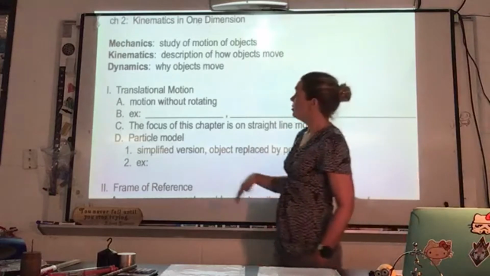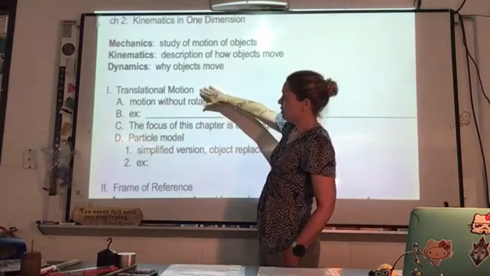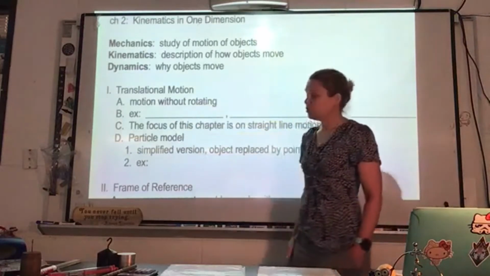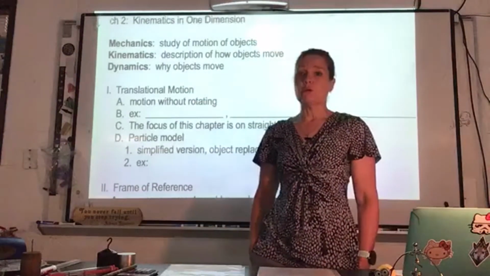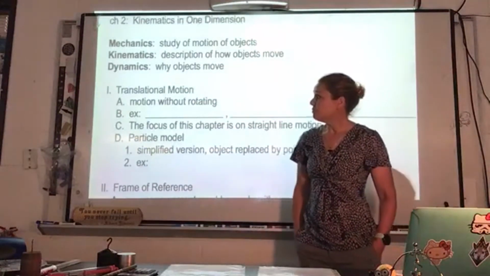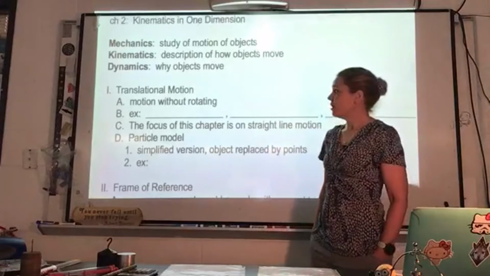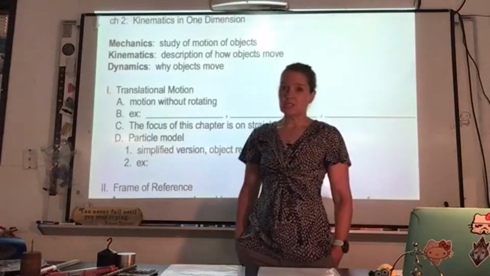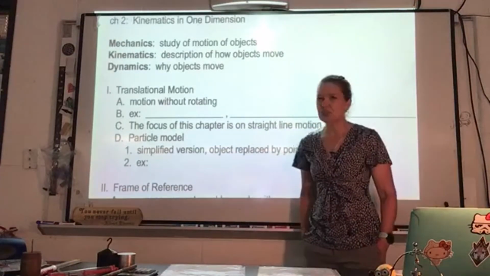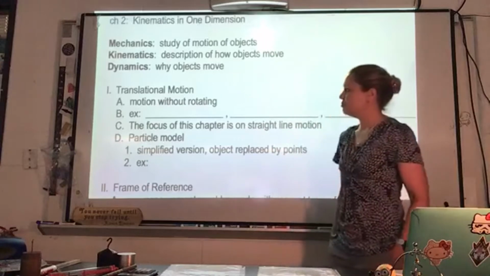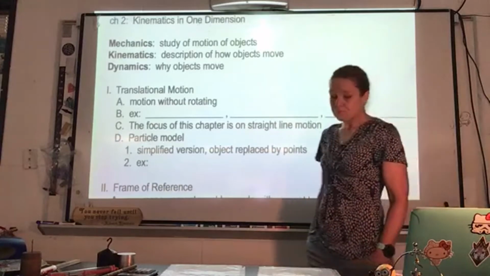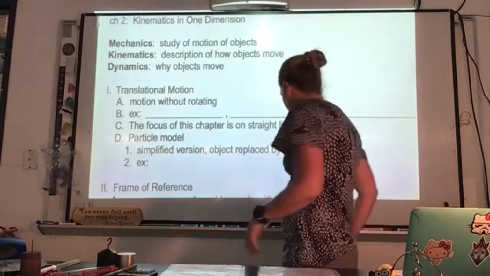Okay? Now, first of all, we're going to be doing right now translational motion. And translational motion is when you have motion without rotating. All right, so we're not going to be spinning objects yet. That's going to be Chapter 5 and later that we'll be doing that. And so what are some examples of this?